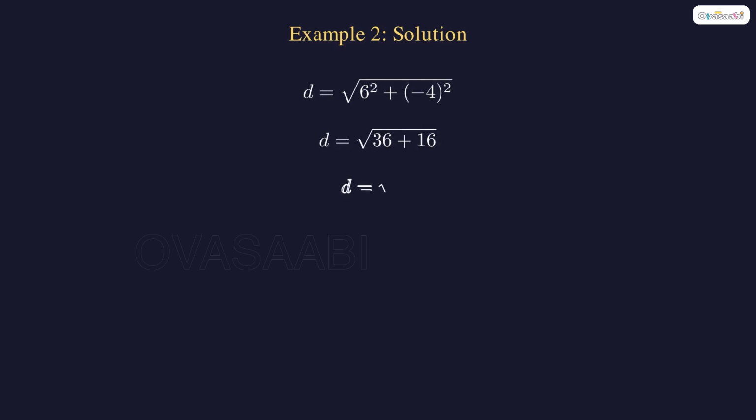Six squared is 36. -4 squared is 16. 36 plus 16 is 52. Simplify the square root of 52 to 2 root 13. That's our distance.